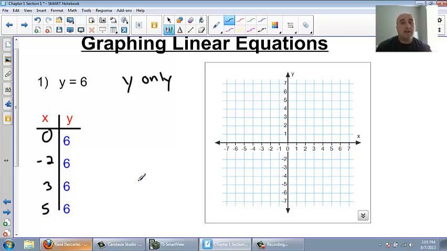When we do an XY table, these are all ordered pairs. So we're just going to plot these ordered pairs on our Cartesian plane. We have the x-axis and the y-axis, and we're going to plot these points. So 0, 6. Remember, 0 in the x direction, and 6 up would be right here.